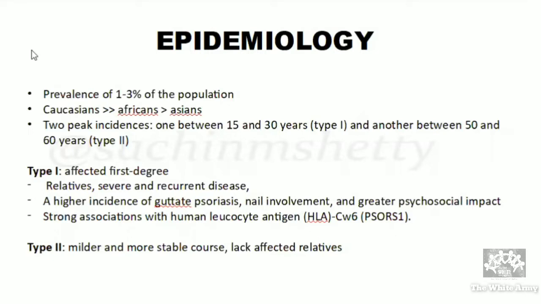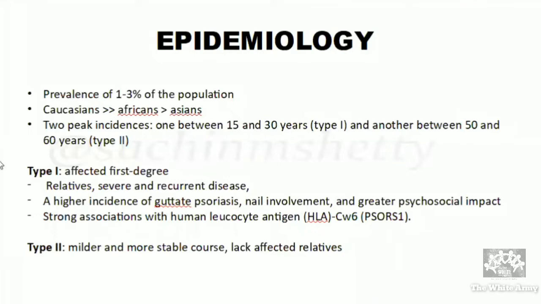Whereas type 2 is more of a lifestyle disease, commonly seen in the 5th or 6th decade, and it is more associated with obesity, diabetes, alcoholism, smoking, etc. It is a mild to moderate type of disease, and it lacks the genetic association. If you know this about the epidemiology, it is more than enough. You have to remember that it has multiple factors. There is no single etiological agent for the onset of psoriasis.